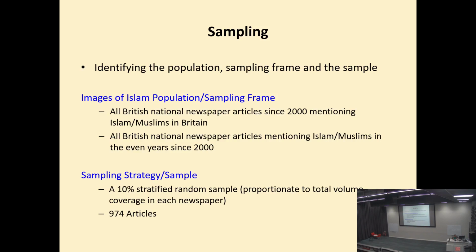So in images of Islam, for example, attention was paid to all British national newspaper articles since 2000 mentioning Islam, Muslims in Britain, and all British national newspaper articles mentioning Islam, Muslims in the even years since 2000. So you can subsample. You can say, you know what, I'm only going to look at 2002, 2004, 2006, or odd numbers. Because sometimes you just have to reduce the sample because it becomes overwhelming, but you still want the time span. So you've got various choices there.